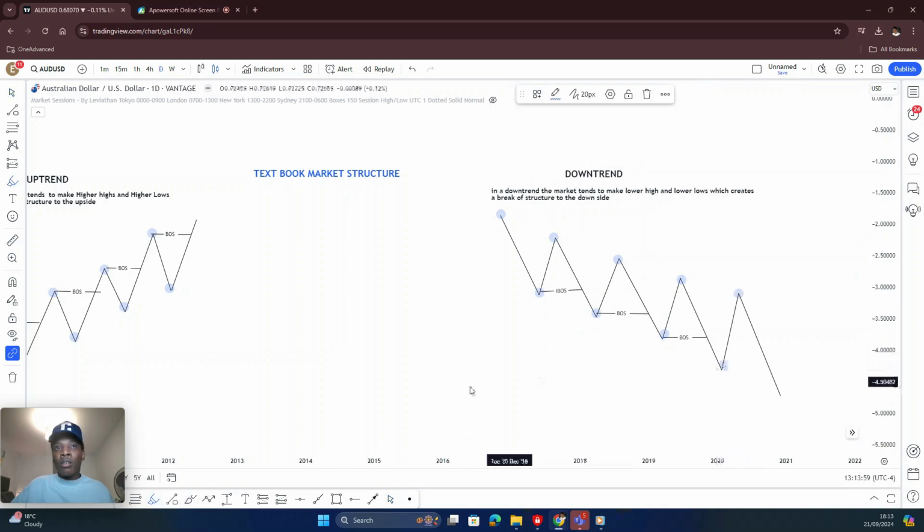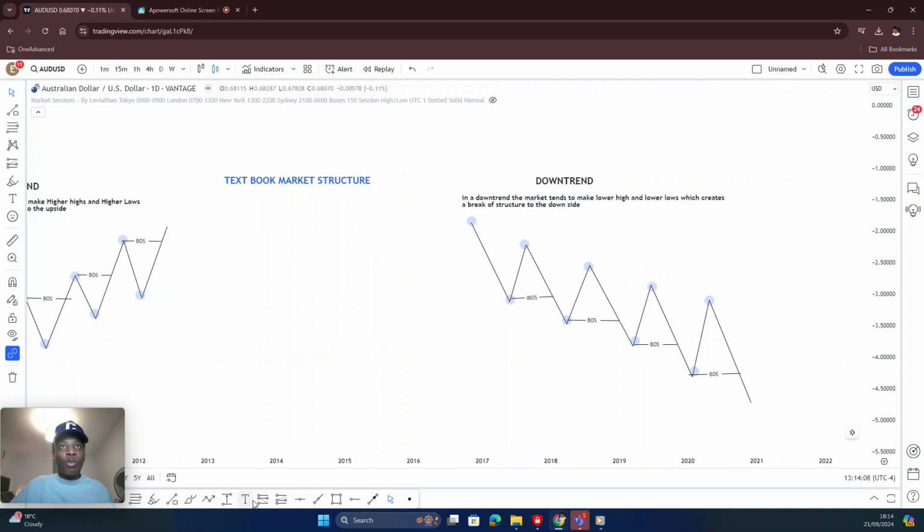Lower high, lower low, break of structure right there. So in summary, price will give you two things to identify: your push phase and your pullback phase. That is what I like to call it. Price is pushing, meaning that price is currently in an impulsive state. If price is pulling back, meaning that price is currently in a retracement state.